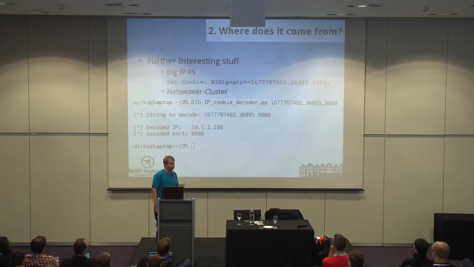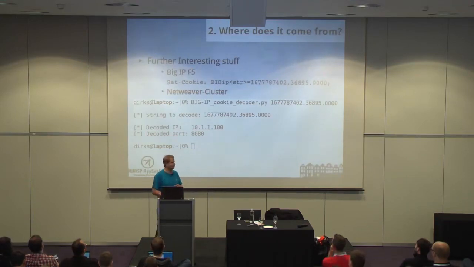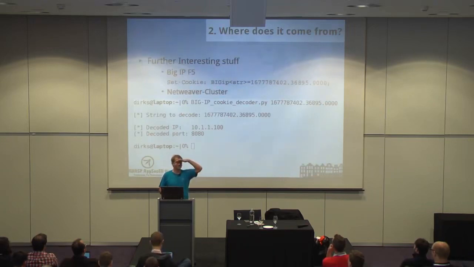Well, that's known to Big IP, and there's a KB from F5 which shows how to use AES encryption for this. A similar thing I spotted a while back for a NetWeaver cluster, but there the IP addresses were already included in clear text in the cookie. It was kind of weird, but I didn't know the background of that. I don't know if somebody knows more about this stuff on NetWeaver?